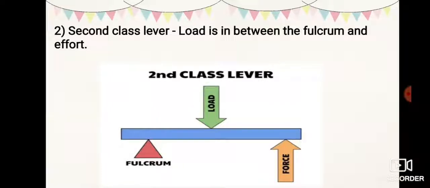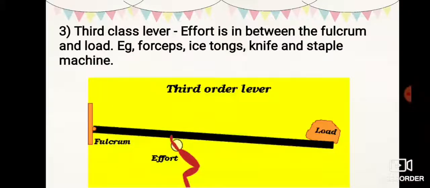Number 2, that is second class lever. So load is in between the fulcrum and the effort. Number 3 is the third class lever. So here effort is in between the fulcrum and the load, as you can see here in this image.